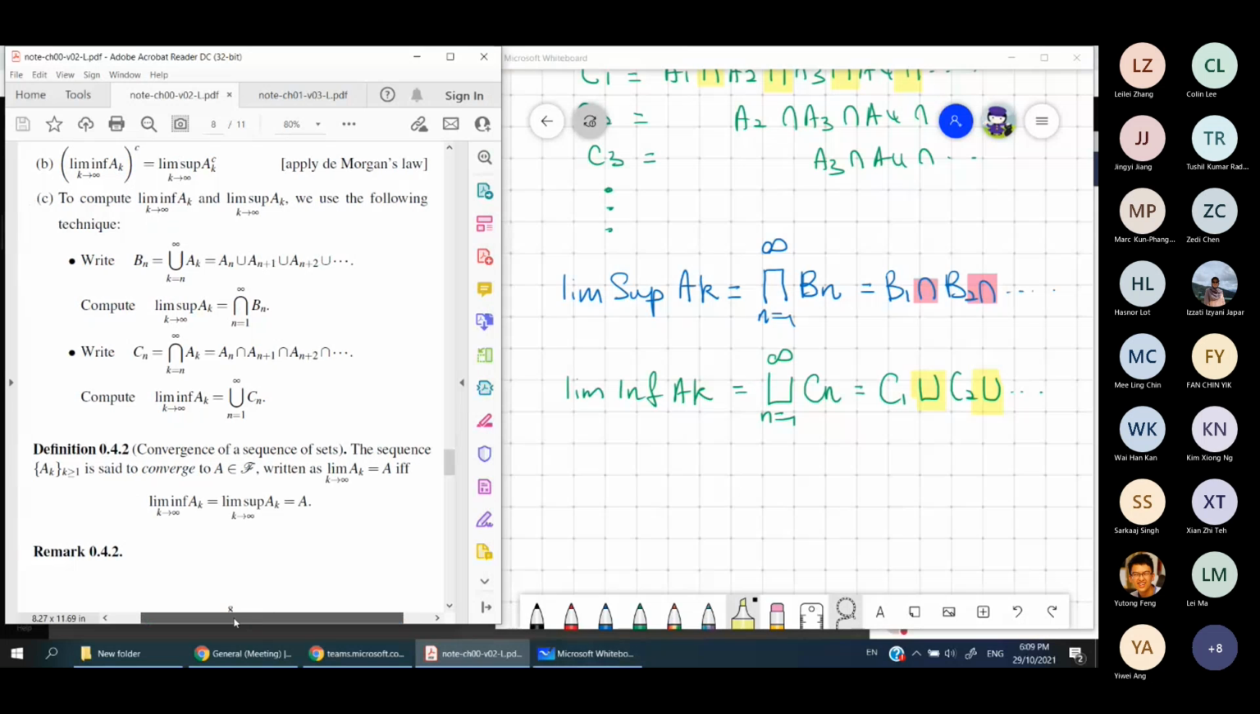Next will be the definition of the limit. I don't think I need to write this out here, so we just look at it. We say that the limit of AK is equal to A if and only if these two are identical: the limit infimum of AK equals the limit supremum of AK equals A. When these two are identical, we say that the limit exists, and it equals the set A.